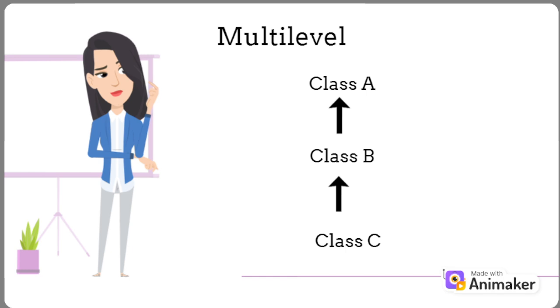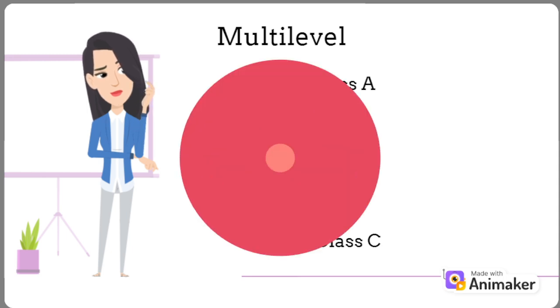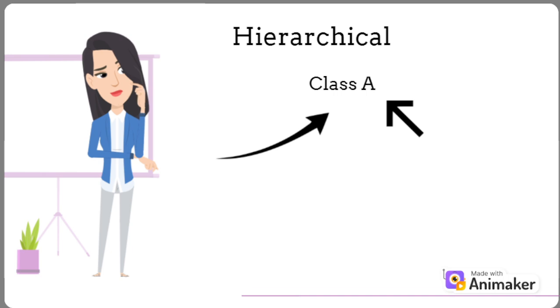Class A is the base class. Class B extends Class A, inheriting its properties and methods. Class C extends Class B, inheriting from both Class A and Class B. In this structure, Class C inherits attributes and methods from both Class A and Class B, creating a multi-tiered hierarchy.